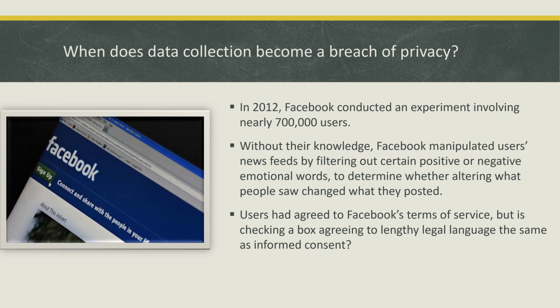First, let's talk about privacy. Nearly 689,003 individuals, well, exactly 689,003 individuals, had their feeds altered without their awareness. They were not told they were part of an experiment, and they were not given the option to opt out. Yes, they had agreed to Facebook's terms of service, but checking a box agreeing to lengthy legal language is not the same as being informed that your emotional environment will be intentionally manipulated for research purposes.